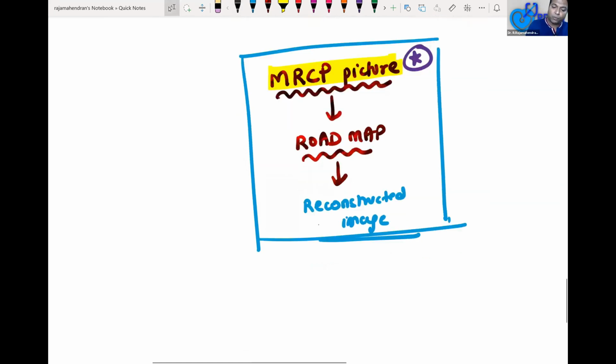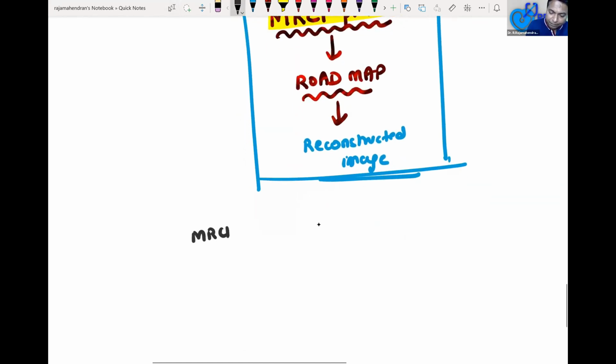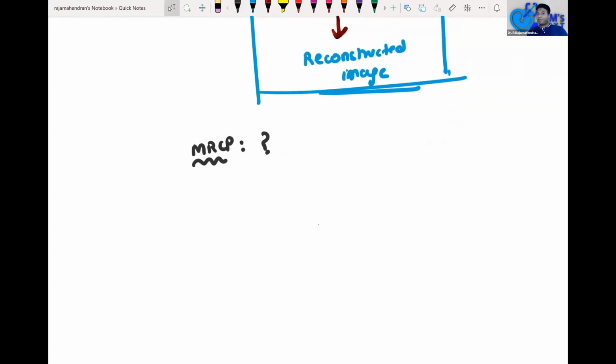From the MCQ point of view, when will you advise MRCP? This is for PG aspirants. When will I advise it? What are the indications of MRCP in a protocol? As per protocol, when a cholecystitis patient is jaundiced, you have to do MRCP to look for a CBD stone.